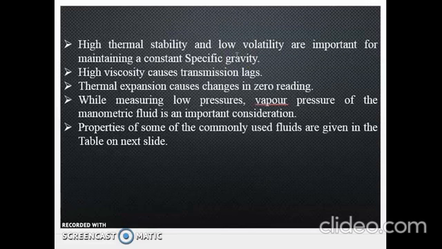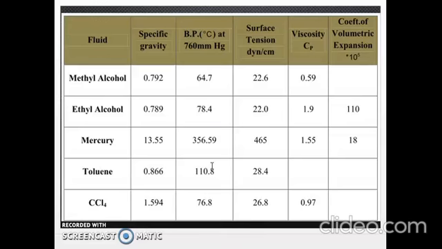High thermal stability and low volatility are important for maintaining a constant specific gravity. High viscosity causes transmission lag. The thermal expansion causes changes in zero reading. While measuring low pressures, vapor pressure of the manometric fluid is an important consideration. The properties of some of the commonly used fluids are given in the table on the next slide. So these are some important characteristics of manometric liquids.